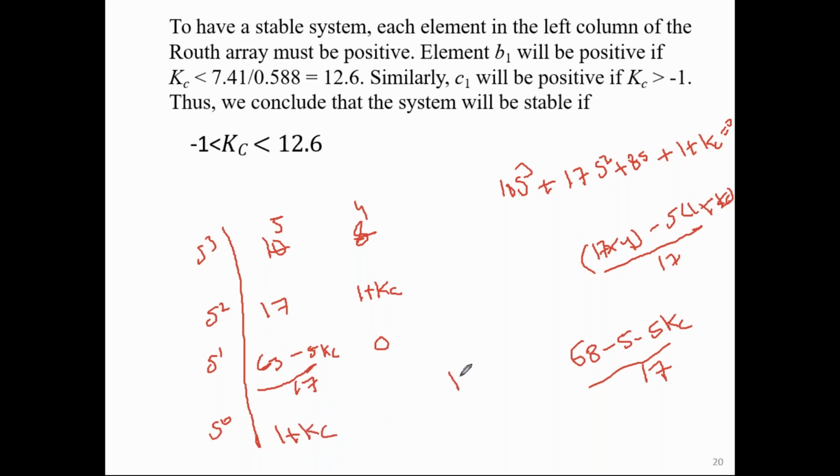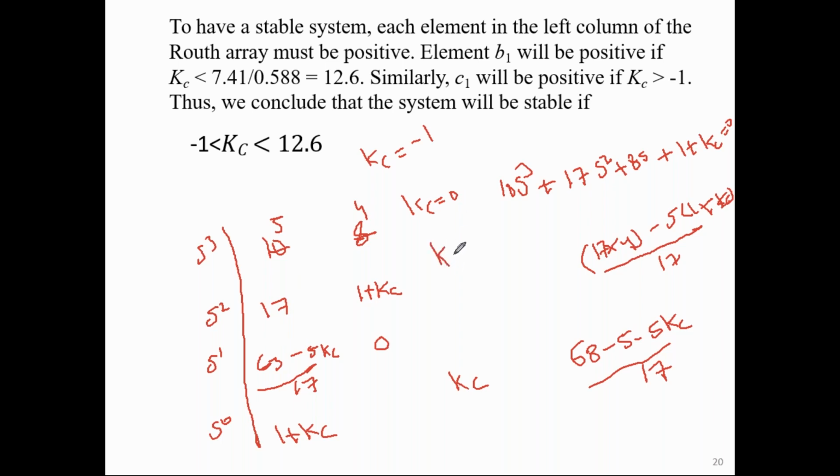Now for what value of kc will this entire first column be positive? Okay? See here, the kc value should be between -1 and 12.6, only then it will be stable. Suppose if kc value is equal to -1, substituting it makes this 0. So you cannot substitute -1, so I am going to substitute kc equal to 0. If you substitute 0, then you will get the entire column positive, so we can take 0. Okay?